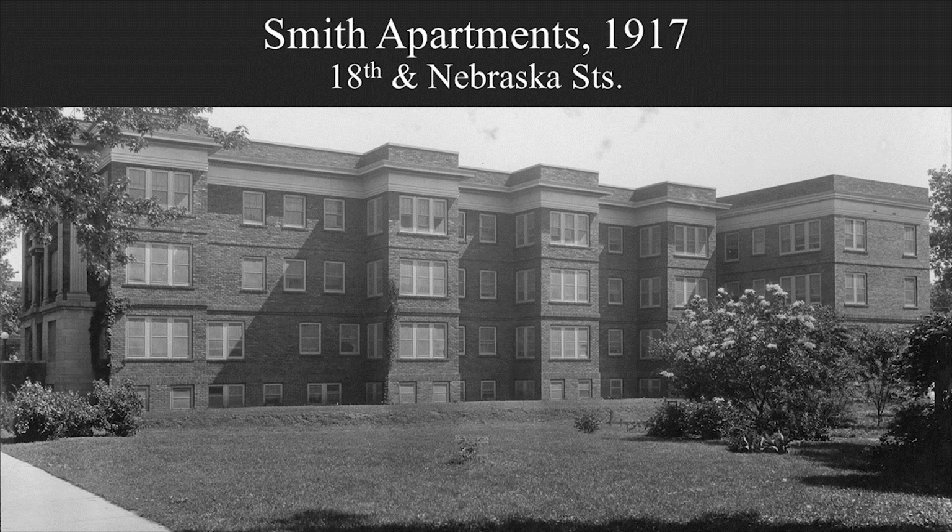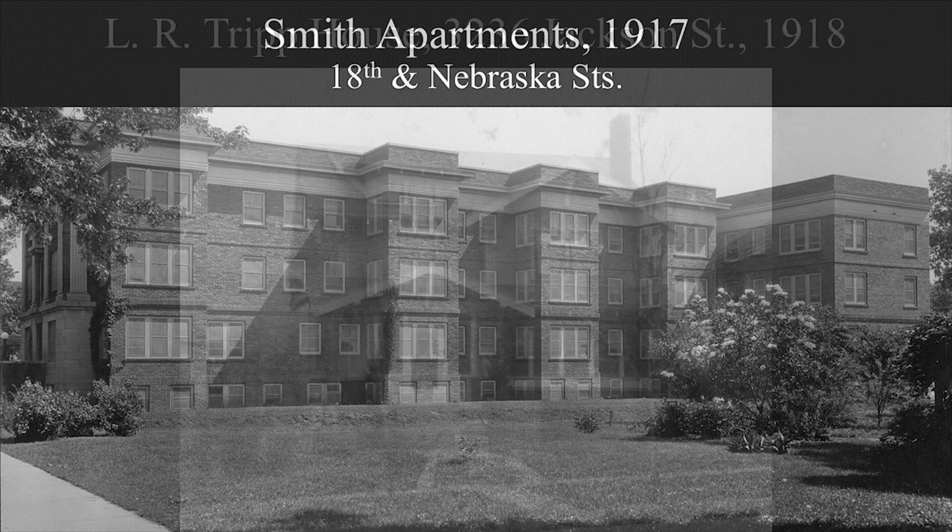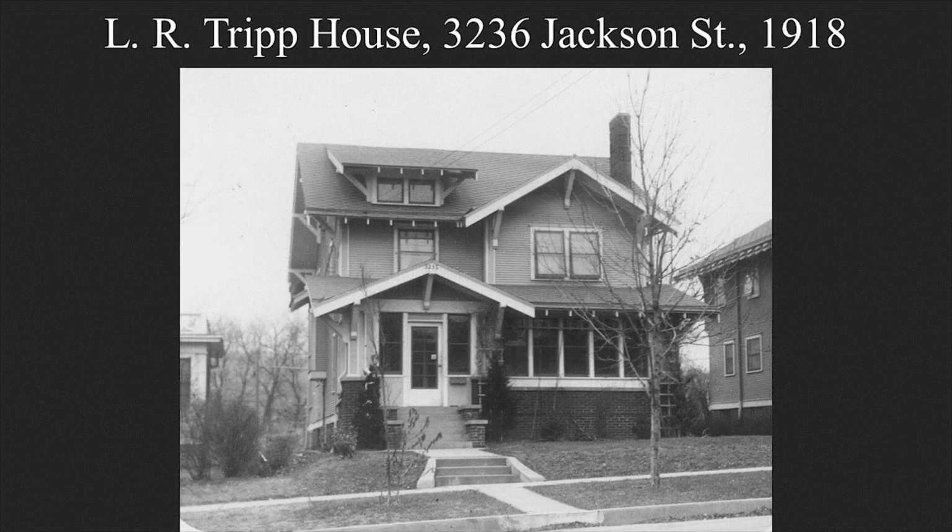The Smith Apartments at 18th and Nebraska Streets were built in 1917. The L.R. Tripp House at 3236 Jackson Street was built in 1918. Now, the reason I wanted to take a look at this house is because it's a great example of craftsman architecture. Craftsman architecture was popular between about 1905 and 1930, and elements of this design include exposed rafter tails. If you look below the eave lines, you can see the little rafter tails sticking out below the roof line. Also, the decorative brackets on the gable ends.